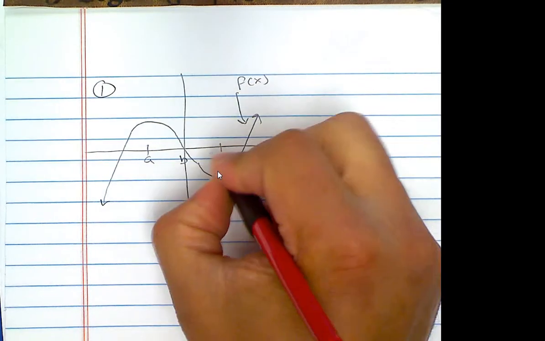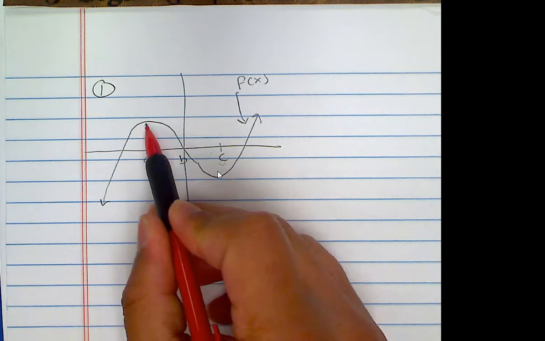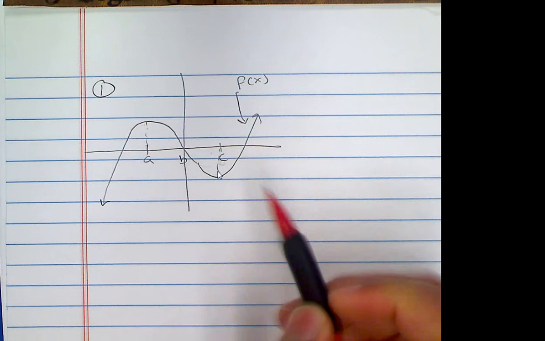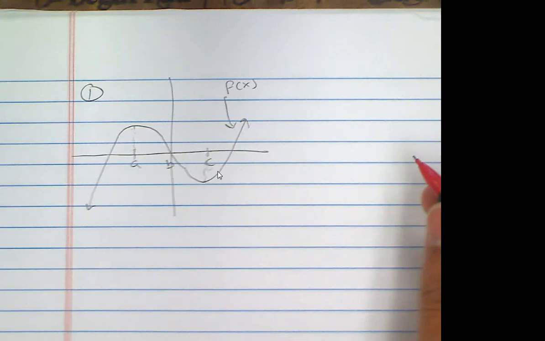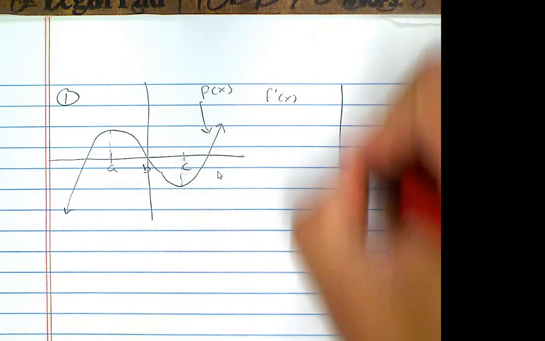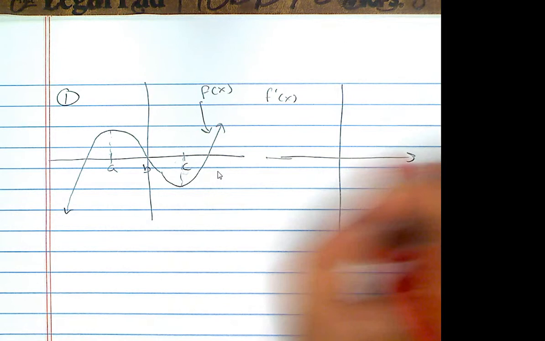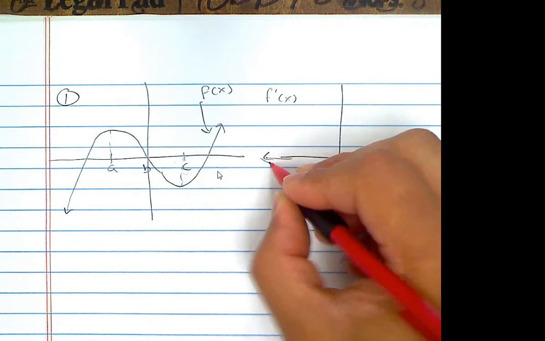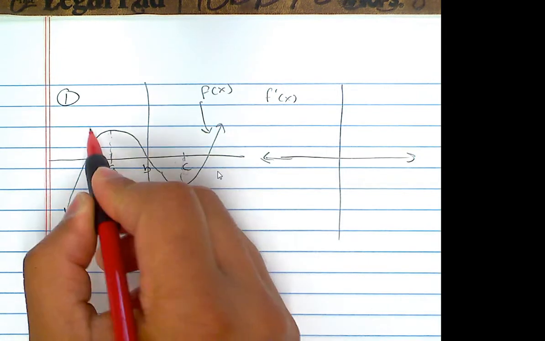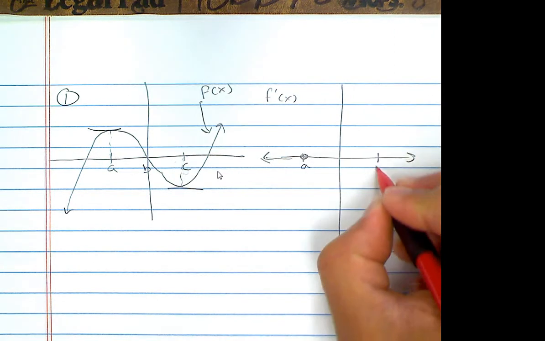So what are the real important points on this function? A and C. That's where the derivative is equal to 0. So if I graph f prime of x, I at least know that the output, the slope of the tangent line, the output of the derivative is 0 right here and here. So at A, the y value is 0. At B, the y value is 0.